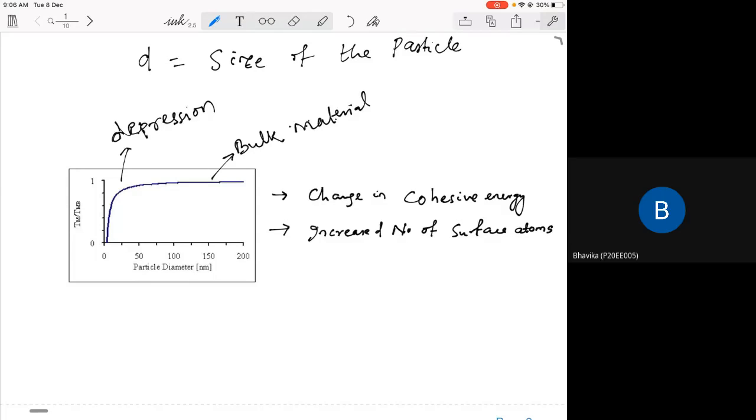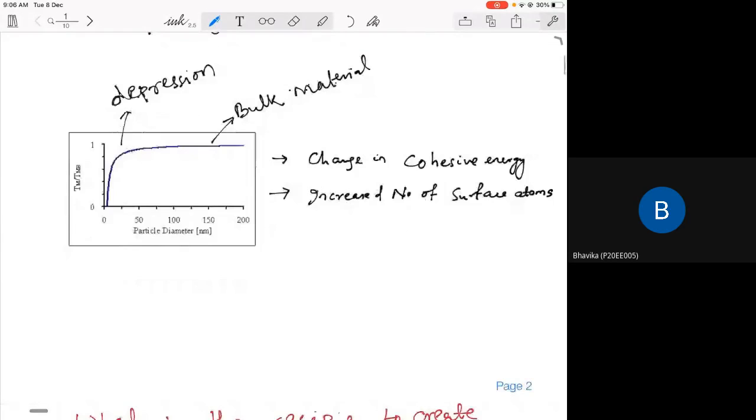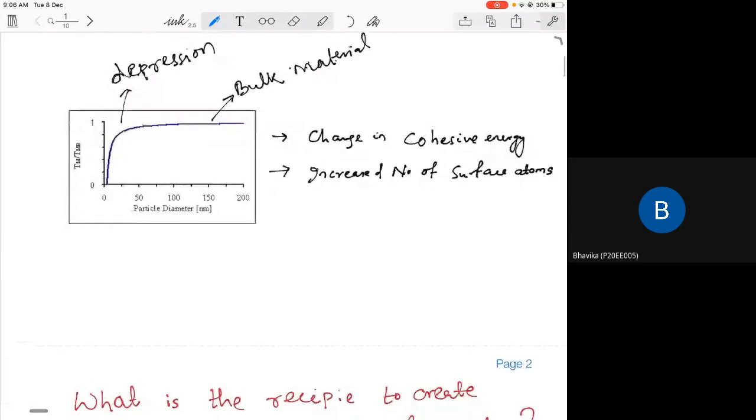So, in a qualitative way, we can say the change is due to the change in cohesive energy, or in another way, the bond strength. And this changes because you have a larger number of surface atoms compared to your number of volume atoms. Therefore the cohesive energy or the bond strength will change, and that is why there is a change in the temperature. So this is just a brief discussion of what I wanted to cover on melting temperature.